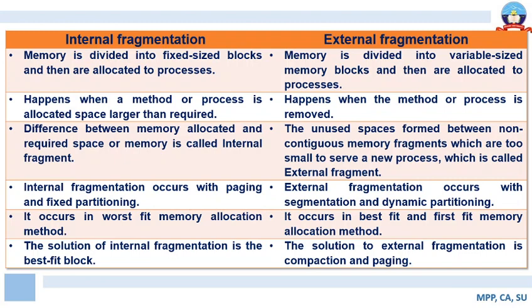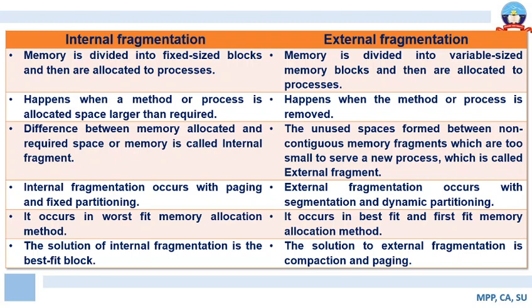Now let us discuss external fragmentation. Memory is divided into variable size memory blocks and they are allocated to the processors. It happens when a process is removed. The unused space formed between non-contiguous memory fragments, which are too small to serve a new process, is called external fragmentation. External fragmentation occurs with segmentation and dynamic partitioning.